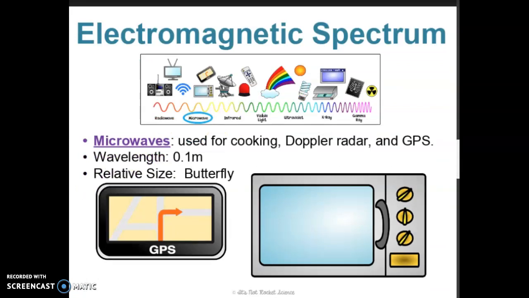So microwaves are used for cooking. They're used for Doppler radar and GPS. They are a little bit shorter, so they're about 0.1 meters, which is about the size of a butterfly.